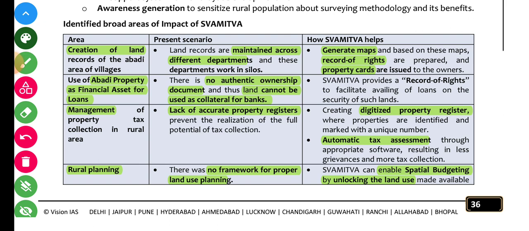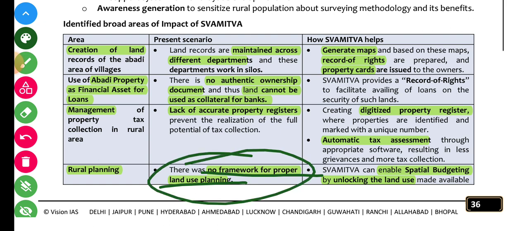Present scenario: land records are maintained across different departments and these departments work in silos. So these are some constraints in the present scenario. There is no authentic ownership document, and land cannot be used as collateral for banks. There is a lack of accurate property registers, and no framework for proper land use planning. So these are the constraints.